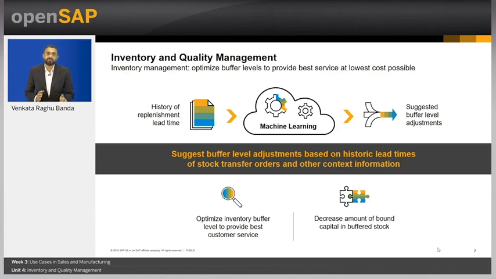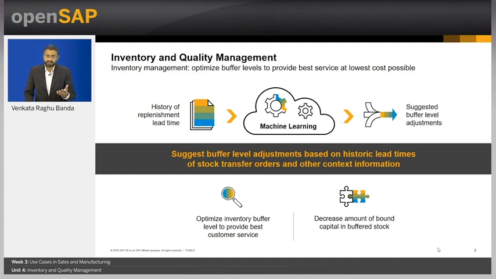So, this is how I have to come up with how I can handle this and how I can manage my lead buffer times. As you see here, when we run these machine learning algorithms, we take the history of these replenishment lead times, we feed it to the machine learning algorithms, and then we come up with suggested buffer levels that can be adjusted. On the bottom you see what I am achieving: I am optimizing my buffer level inventory, and also I am decreasing the amount of bound capital that I have in my inbound stock, in my buffered stock. So, those are the main things that I am focusing on.